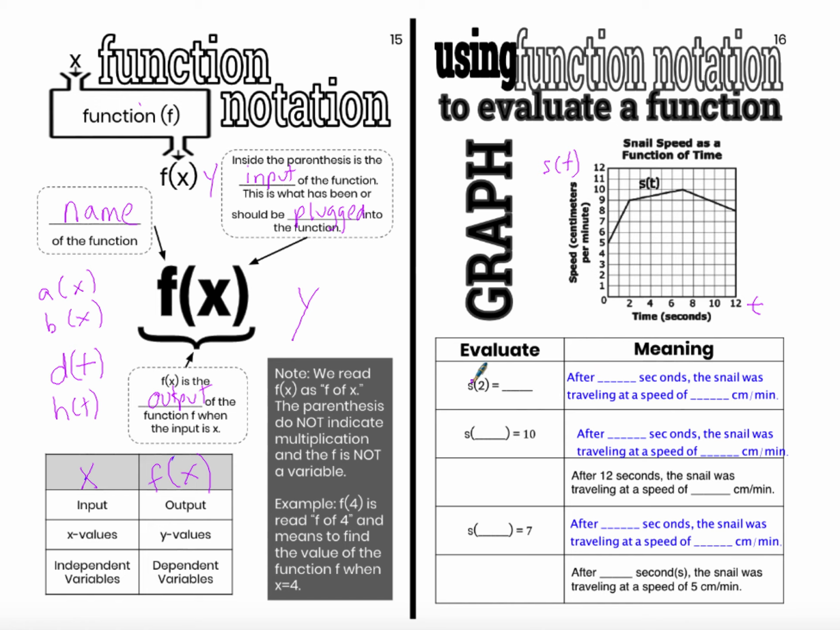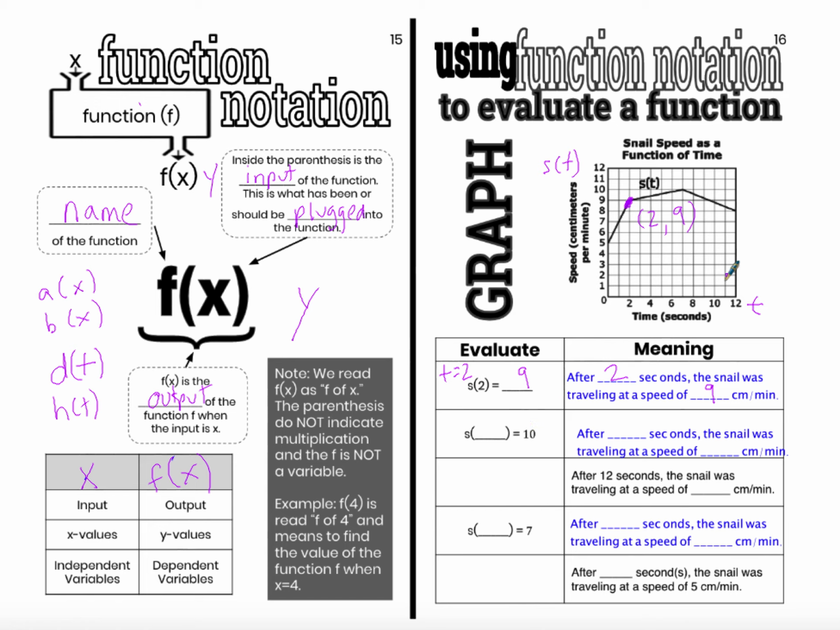So when we're writing a statement like this, s of 2, we are asking what is the output when the input is 2. So when t equals 2, what is s of t? What is y? What is our output? So input of 2, looking at this graph, which represents the function, given an input of 2, our output is 9. So that is this whole function notation statement. S of 2 equals 9 tells me that this represents the ordered pair 2, 9, and this tells me that after 2 seconds, the snail was traveling at a speed of 9 centimeters per minute. So input of 2, output of 9.